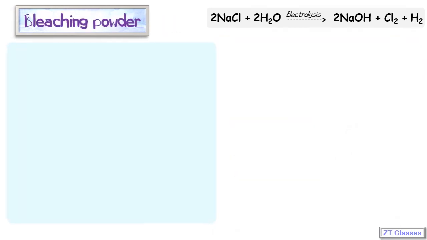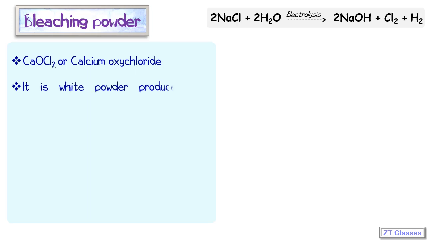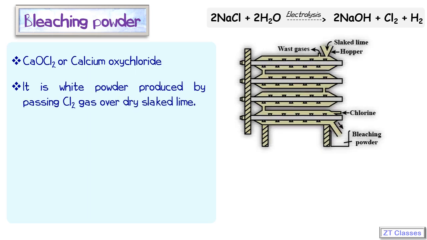Bleaching powder we have seen is CaOCl2, or chemically called calcium oxychloride. It's white in color, and how we obtain it is we just pass chlorine gas, which is yellow in color, over dry slaked lime, that is Ca(OH)2. So the reaction is Ca(OH)2, dry slaked lime, over which we pass chlorine gas to get bleaching powder plus water.